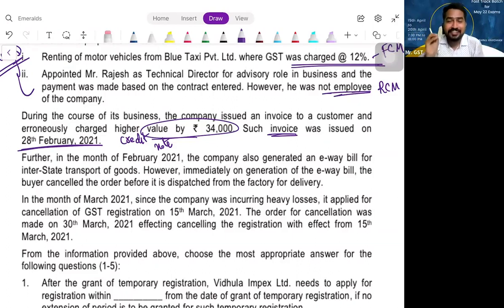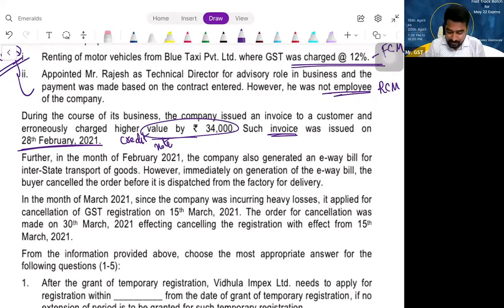So can we cancel the e-way bill? That might be the question. Of course, that was the question. Yes, the e-way bill can be cancelled. E-way bill can be cancelled within what time? 24 hours from the generation.